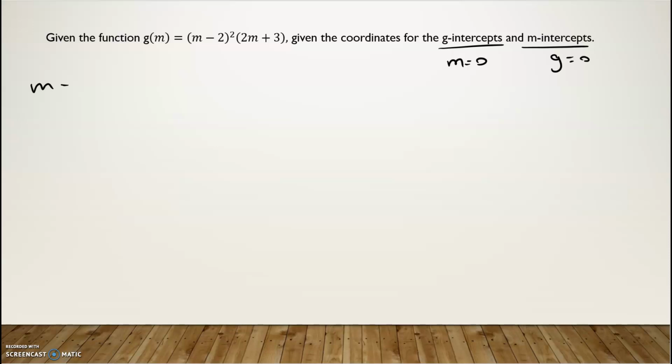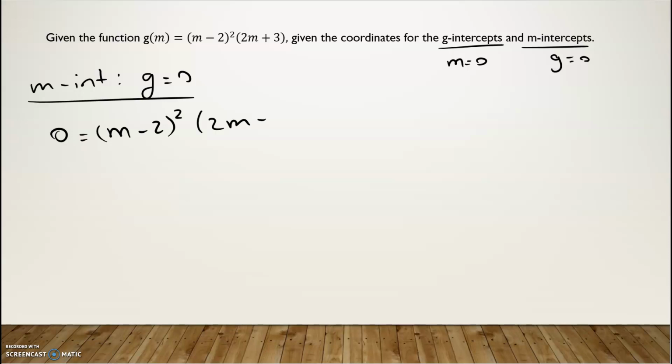So if we look at the m-intercepts, that's going to be g is equal to 0. So 0 is equal to (m minus 2) squared times (2m plus 3). They're already factored, so I'm going to separate them out and set them equal to 0.